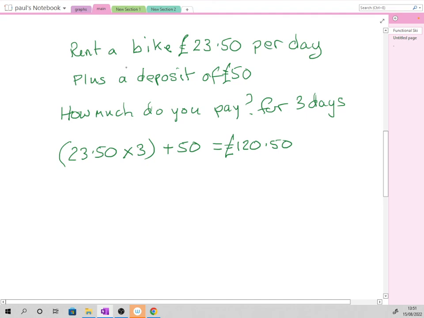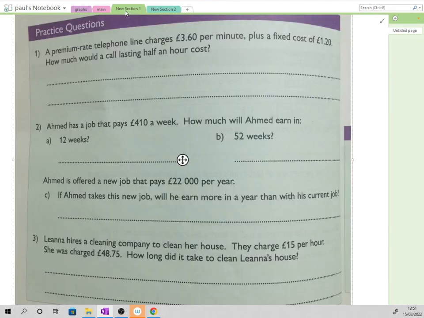So rates of pay, rates of charge, that sort of thing. It's always where you multiply something and maybe you have to add on a deposit. Sort of like if you made a phone call that costs you 5p a minute plus a network charge of £10. How much is it going to cost? So let's have a look at some questions on this. Here we go. There's the phone call question.